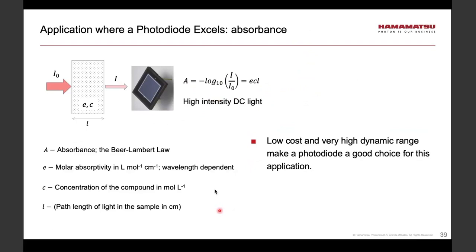Let's now look at photodiode. One common application of photodiode is absorbance measurement, where we would like to know the concentration of some substance. So we illuminate the substance with light whose intensity we can control, and the amount of light that is diminished will be proportional to the concentration of the substance under investigation. And so photodiodes are very good because of low cost and very high dynamic range, very suitable.